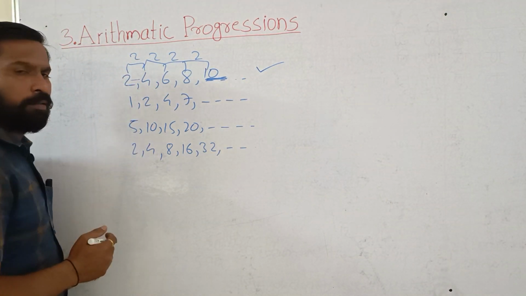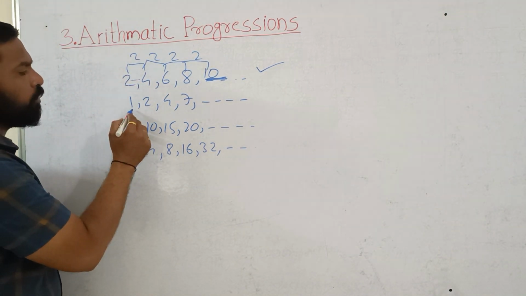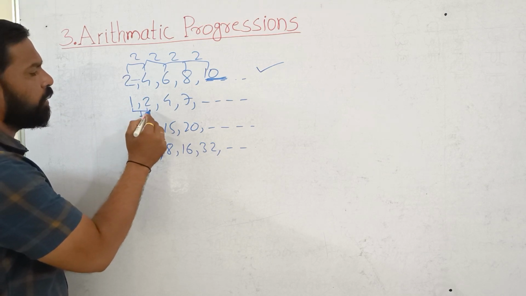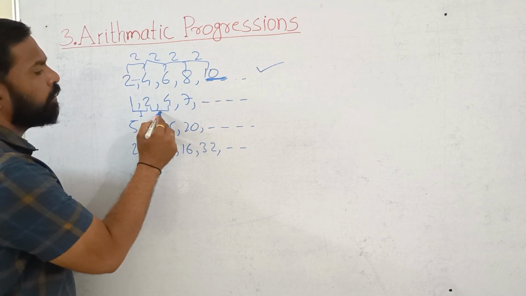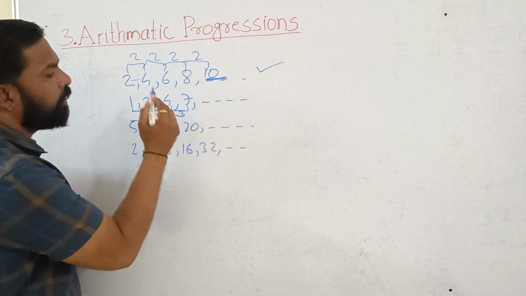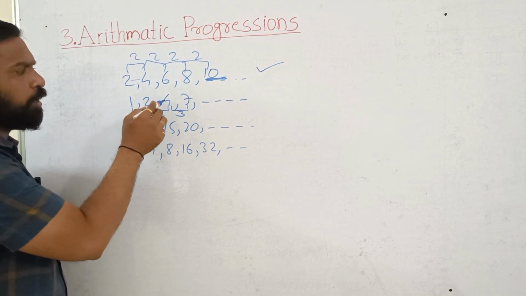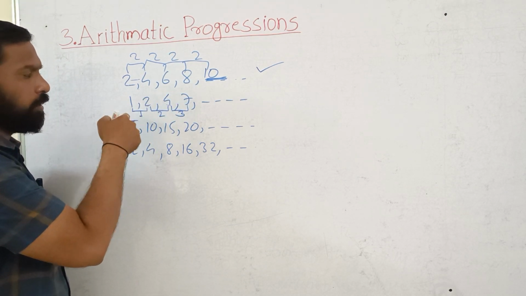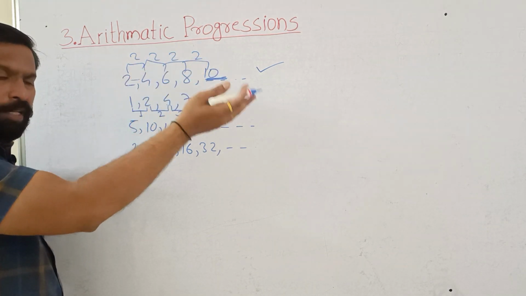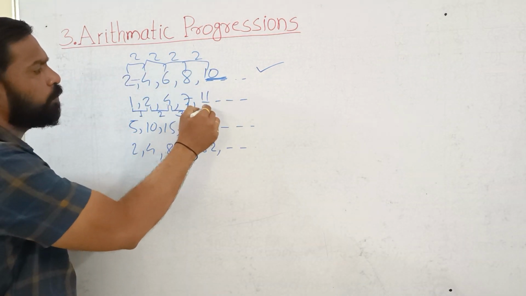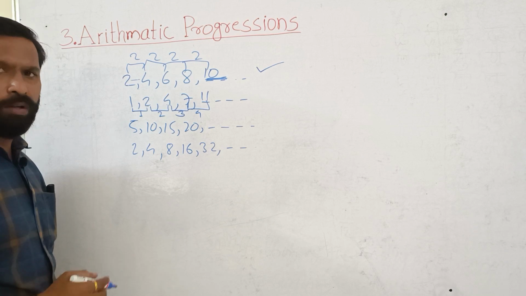What about this one? 1, 2. By how much is it increasing? 1 has increased by 1, 2 has increased by 2, 4 has increased by 3. So 1, 2, 3. What will be the next increase? It should be 4, and so on.